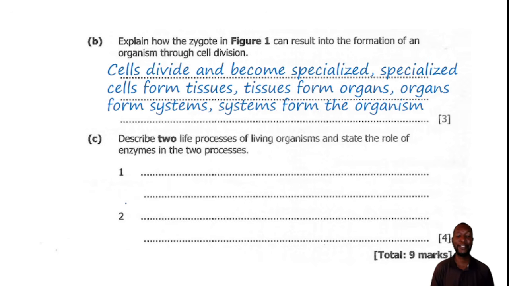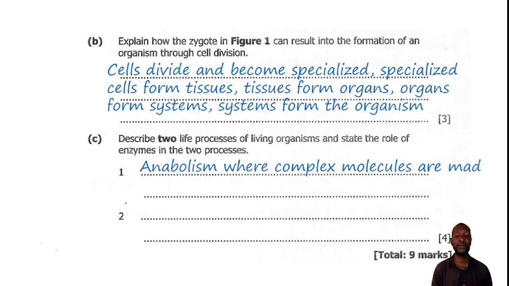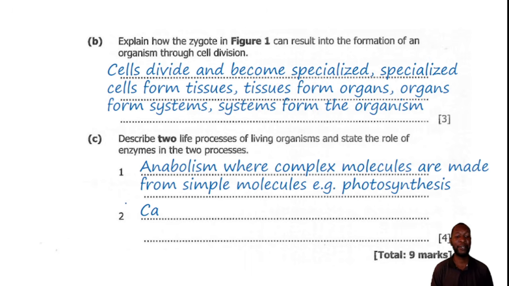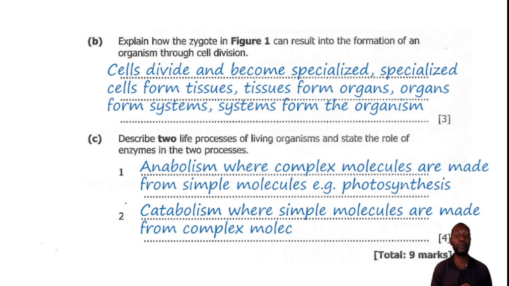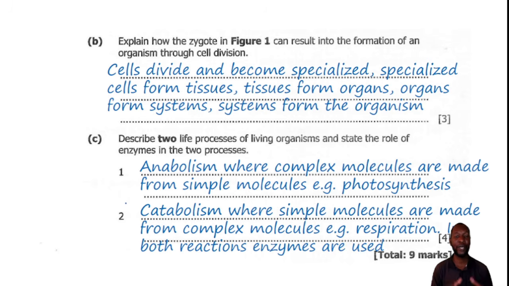Part C, describe 2 life processes of living organisms and state the role of the enzymes in the 2 processes. We have 2 life processes. The first is anabolism, where complex molecules are made from simple molecules, for example in photosynthesis. The second is catabolism, where simple molecules are made from complex molecules, for example respiration. And in both reactions, we are going to need the enzymes. So these were the answers to question 1.